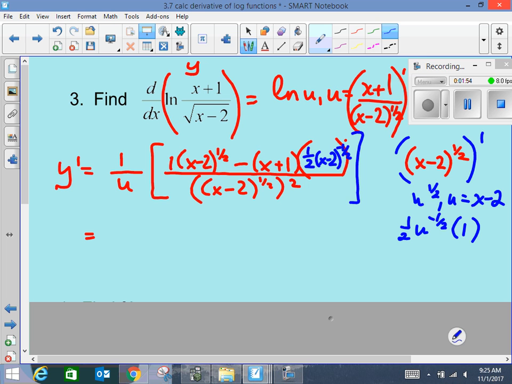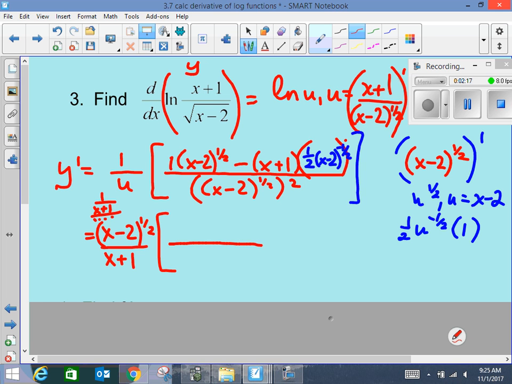All right. Now, remember, when you take 1 over u, and u is a fraction, what can we do with 1 over u? Just flip it. So let's do that right now. 1 over x plus 1 over x minus 2 to the 1/2 is x minus 2 to the 1/2 over x plus 1. That takes care of that complexness. Okay. All right. What's the bottom, x minus 2 to the 1/2 squared? x minus 2. Okay.